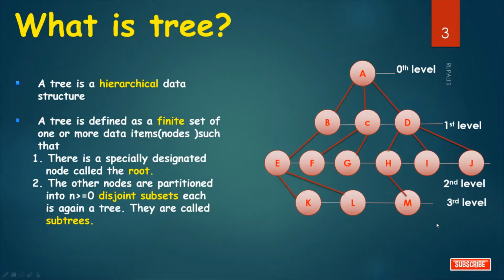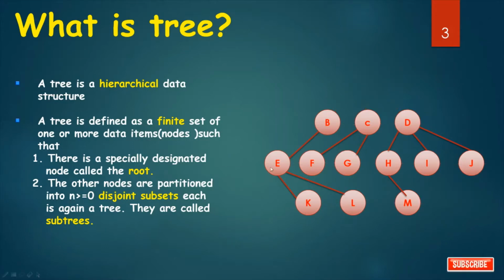If I remove the root, see, the other nodes are partitioned into 3 disjoint subsets. This one is one tree, this one is another tree, this one is another tree. Each is again a tree. These three are called subtrees. A tree cannot be empty, meaning at least there is one node.